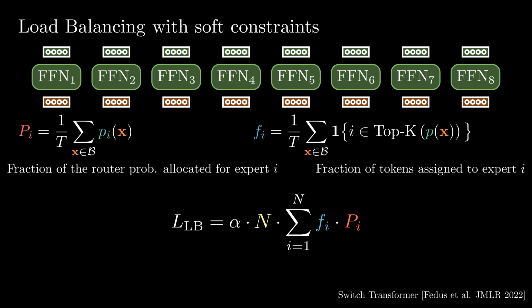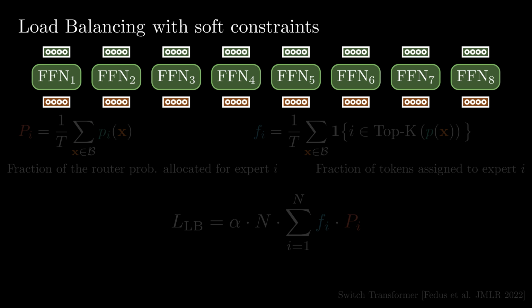But why is there a scalar n, the number of experts, here? When both Fi and Pi are uniformly distributed, this term becomes 1/n. Multiplying by a scalar n ensures that the minimum value of this term is always 1. Without that, when we increase the number of experts, the loss automatically shrinks. That will make the regularization strength depend on model size and difficult to tune.